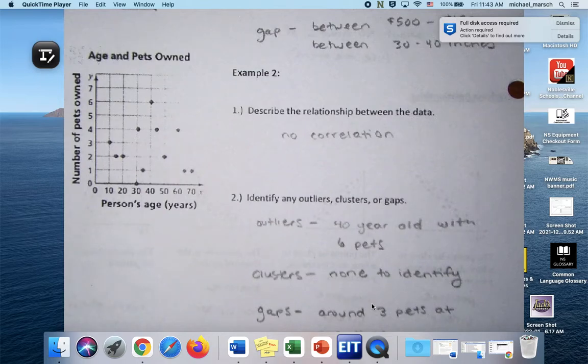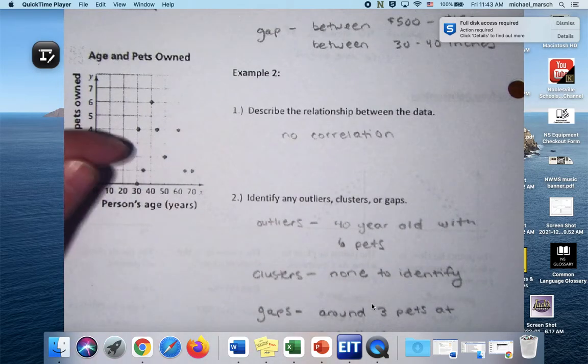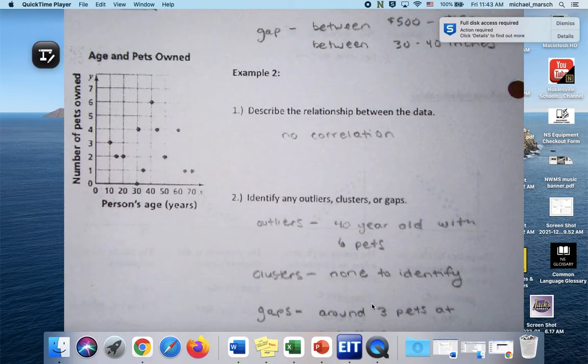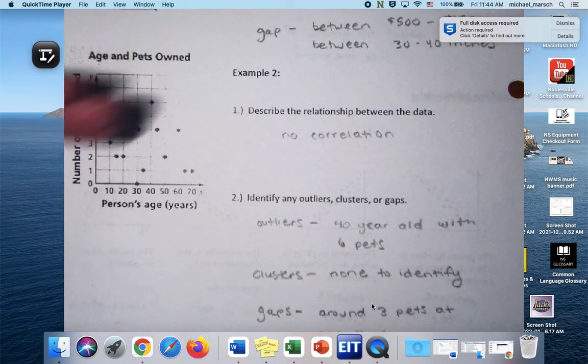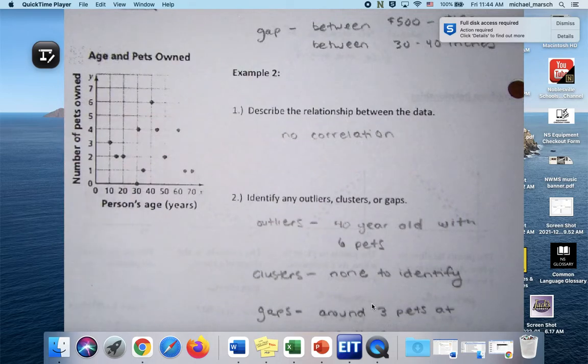Okay, so our gaps would be maybe around somebody having 3 pets. It seems like that's not common. People either have 1, 2, or they go crazy and get more than 3, but 3 is not a common number of pets to have. So that would be considered a gap there.